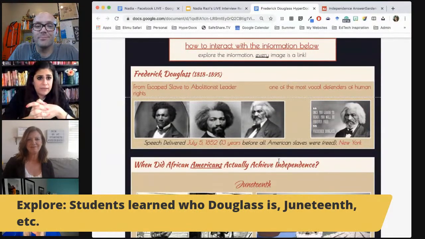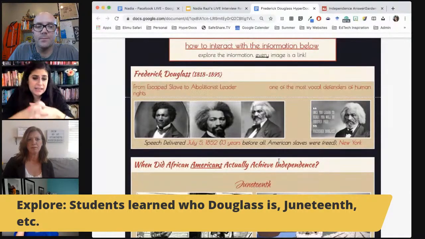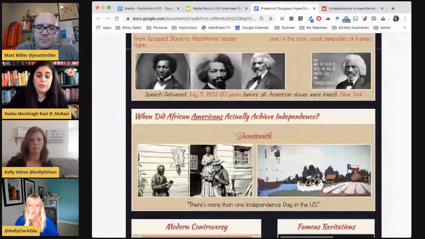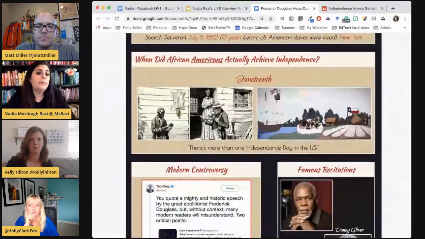And so I have some information about him, who he was, a biography, some famous quotes of his to kind of understand who he was before we start reading his writing. Then we moved into this idea of Juneteenth. And I put the question here, when did African Americans actually achieve independence?